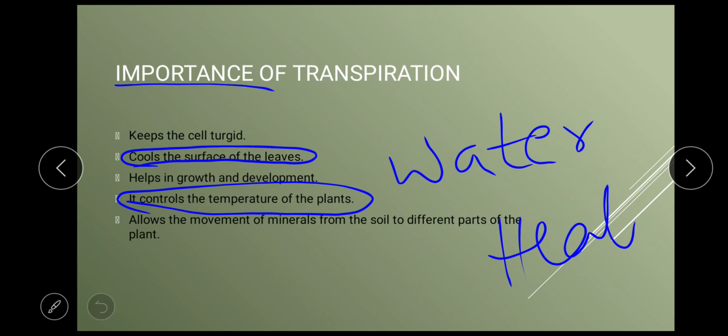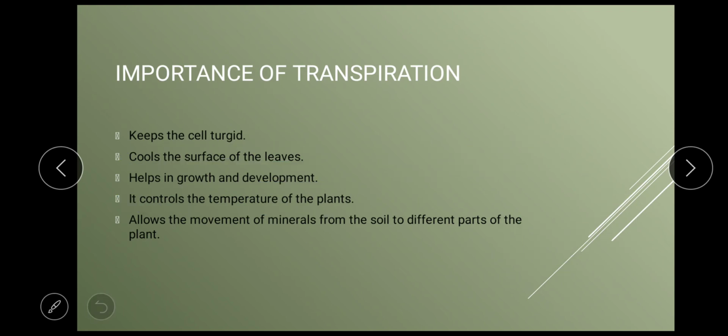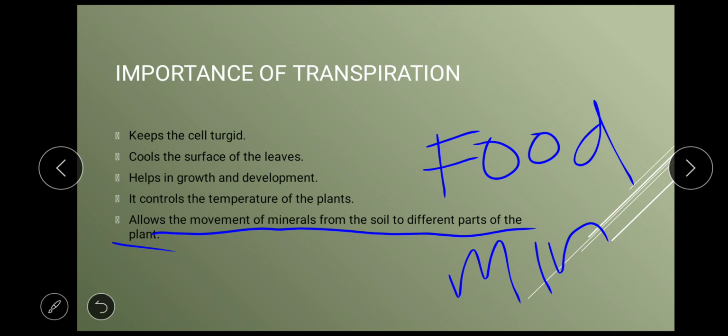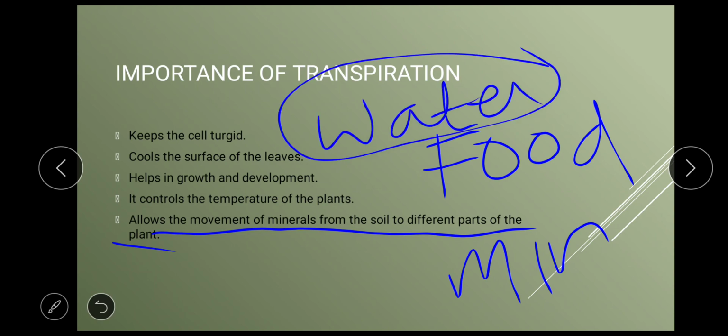Next, it allows the movement of minerals from different parts of the plant. As I told you, the food and the minerals which are transmitted in plants all travel because of water only. Okay, so water carries the food, water carries the minerals. So water is very important. Movement of water is very important, and this we get because of transpiration.